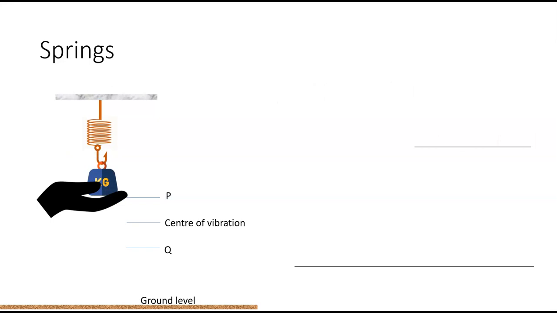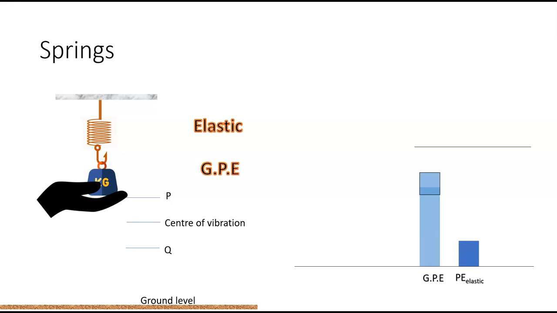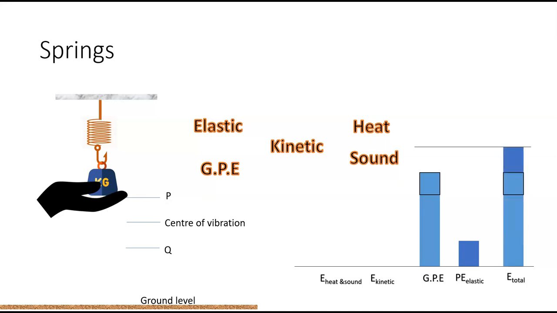The vibrating spring system consists of 3 types of energies: elastic potential energy, gravitational potential energy, and kinetic energy. Throughout the 4 stages of motion, the energies are mainly transferred or converted among themselves. Due to air resistance, some energy may be lost to the surrounding as heat and sound energy. The total energy of the system shall be indicated by this last column.